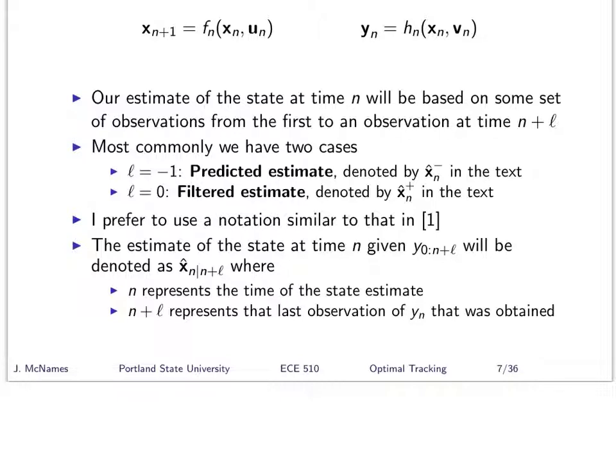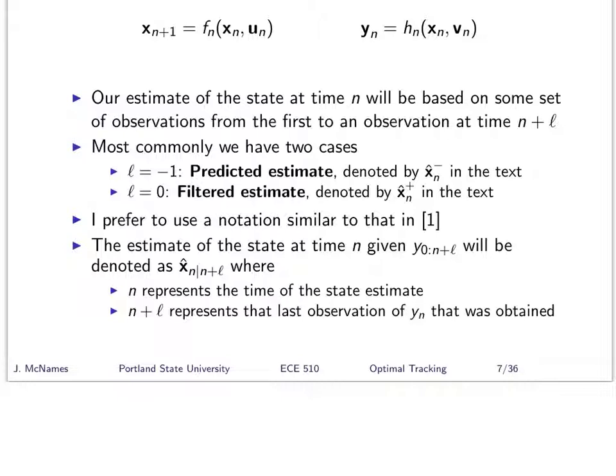And this is often called the predicted estimate, because you're predicting one time step ahead from your current measurement. Your current measurement is at time n minus 1, and now we're estimating what the state is at time n. And so this minus means you're missing it, and that's a notation that the book and a lot of other people use. The second, and arguably the most common estimate, is called the filtered estimate, and it's when you have all the measurements from time 0 up to time n.